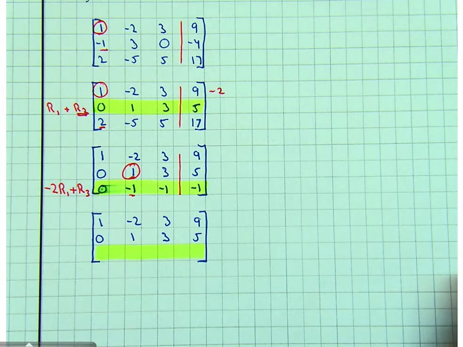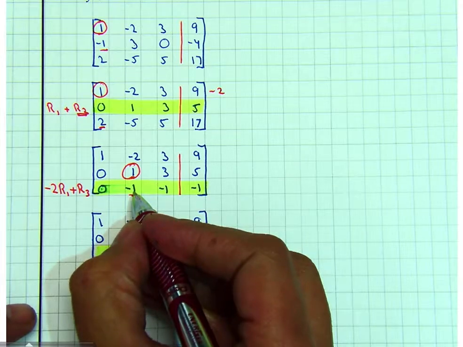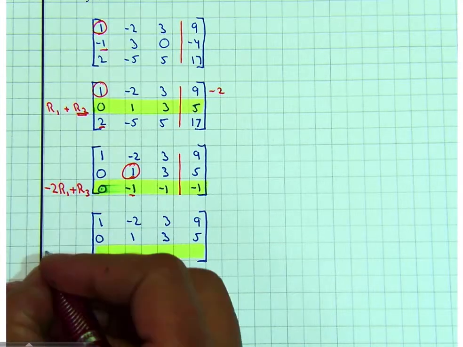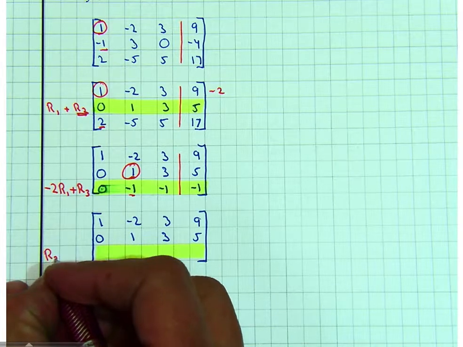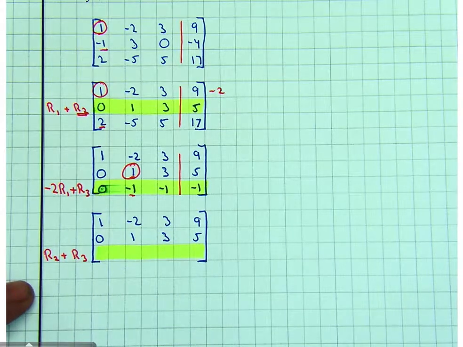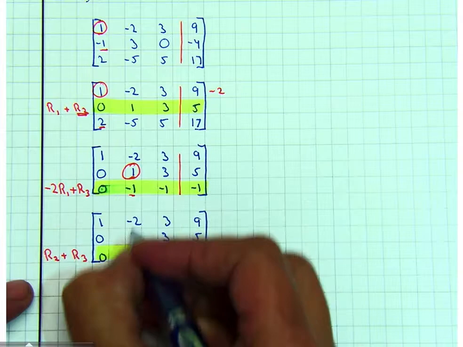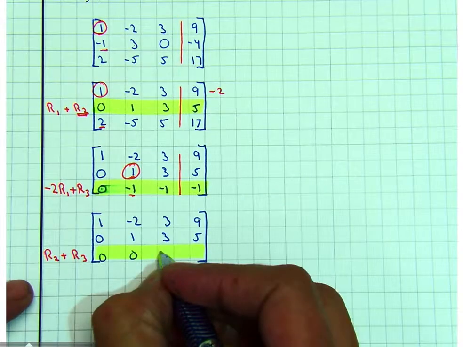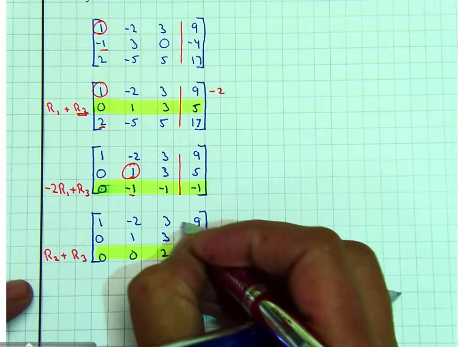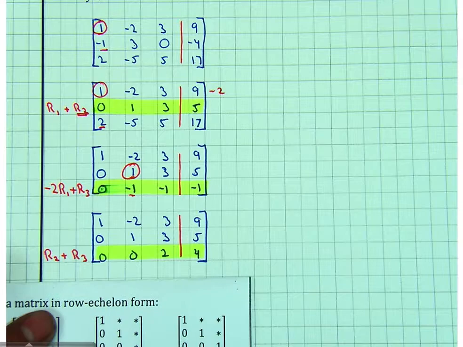So what do I need to do to row 1 and add it to make that 0? I just need to add it. So it'll be row 2 plus row 3. I'm going to add 0 plus 0 is 0. 1 minus 1 is 0. Gives me 2 and gives me 4. So therefore, we finish step number 4.